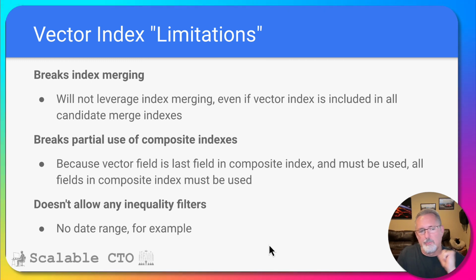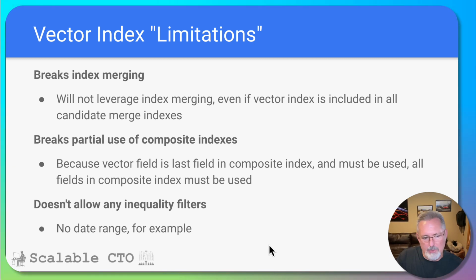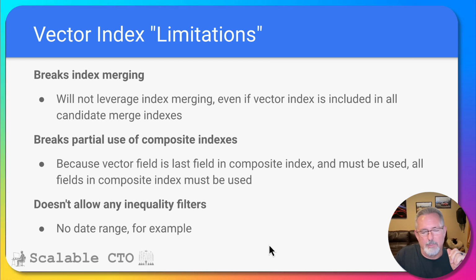It also breaks the partial use of a composite index, which makes sense because you're going to have some series of fields in a composite index, and the last one is going to be your embeddings or your vector index. And since you're going to use that one, you have to use all of the fields that come before it. So if I have field 1, field 2, field 3, and then embeddings, I can't skip any fields, obviously, and I can't even use the beginnings of those like I would in a normal composite index. So it only works with exact composite indexes where you're using the exact set of fields in the index every time, which is a problem for us.